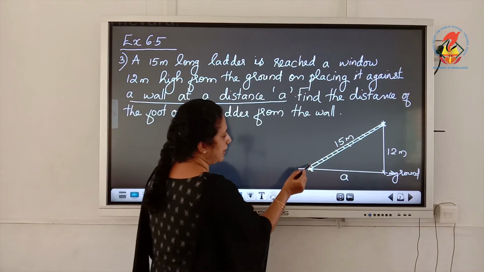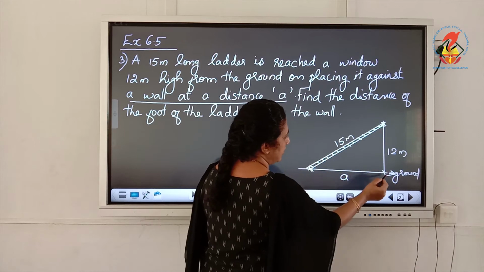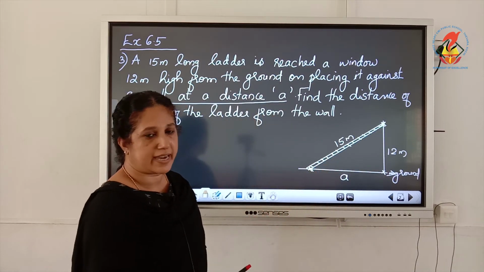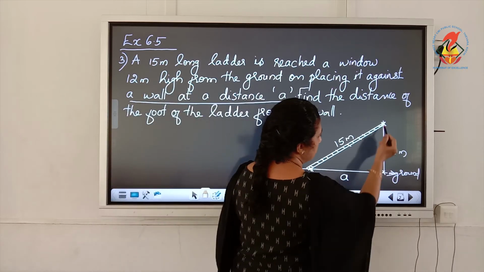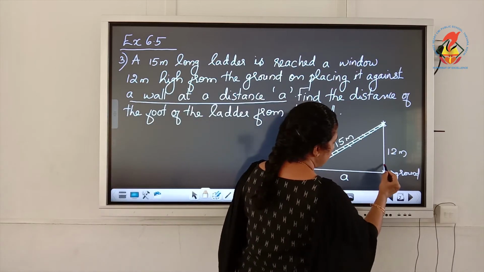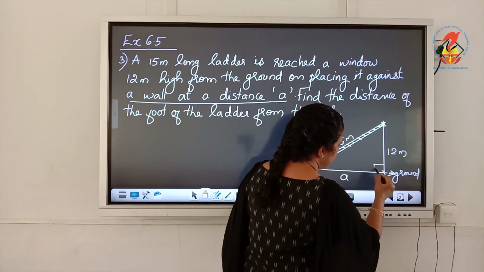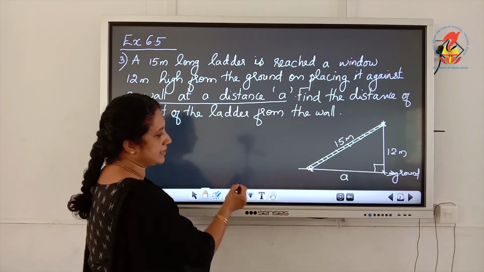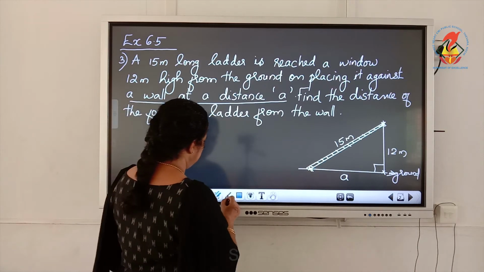So when you keep the ladder in this way, what type of triangle is formed there? A right angled triangle, because the wall is vertical. So the triangle formed here is a right angled triangle. Now we can draw the triangle separately here.